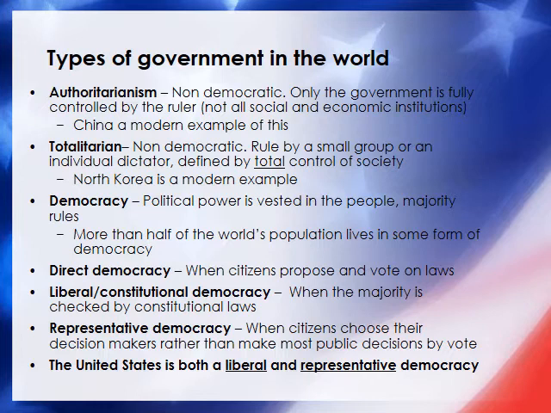So, in case anybody ever asks you this on a quiz or an exam, the United States is both a liberal and representative democracy. That is, we have a constitution, we have certain laws that are supposed to protect individuals from the will of the majority, and we're also representative. That is, we select people to make political decisions, to make policy decisions, rather than make those ourselves.